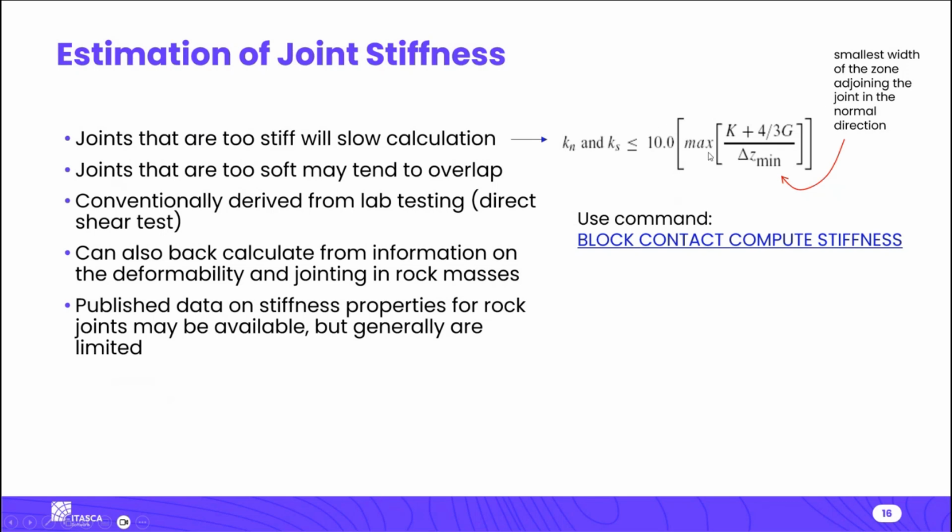Okay, so there's this little equation here. You can use this as bulk. K is bulk modulus, G is shear modulus. So, some measure of the stiffness of your zones divided by the zone size. If you take 10 times that value, you can use that for the stiffness. And then they will behave more or less like they're infinitely stiff. It's not always easy to do this calculation because you might have different properties in different zones and different zone sizes and so on. There's actually a command here, block contact compute stiffness, that will do this for you automatically. And we'll talk a little bit more about that when we do the example later.